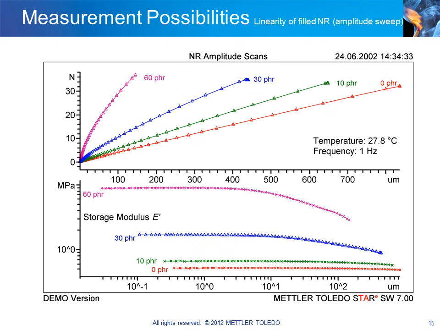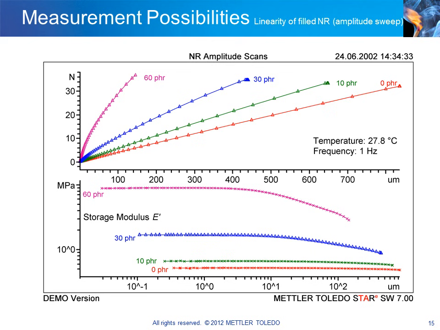This slide shows amplitude scans of samples of natural rubber with different contents of carbon black filler. Here, PHR means parts by weight of carbon black per 100 parts of rubber. The measurements were performed at shear amplitudes of 30 nanometers to 1 millimeter. The measurement curves provide information about the linear elastic range and the interaction between the polymer and the filler.